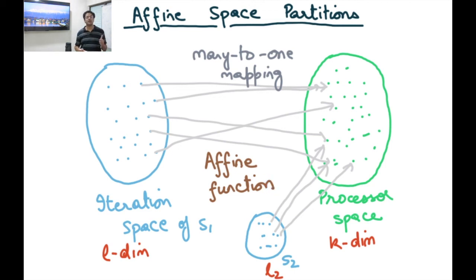We are interested in finding affine functions for each of these mappings such that they maximize the total number of processors that are getting used. And we're going to discuss algorithms on how to find such an affine function in our next few modules.